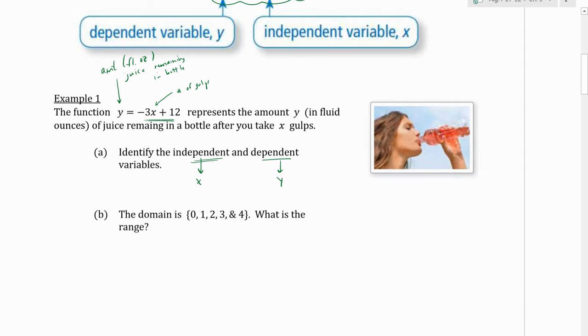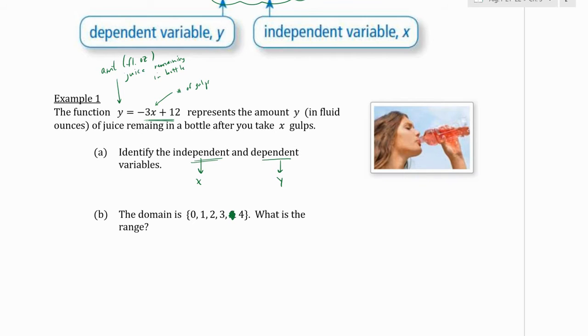And then your domain is 0, 1, 2, 3, and 4, which basically is saying you can take no gulps, 1 gulp, 2 gulps, 3 gulps, 4 gulps. And apparently that's the only things in the domain. Oh, wait, I didn't need to put an AND symbol right there. It does not need to be there. You just need to have the comma because it's the set that has this.